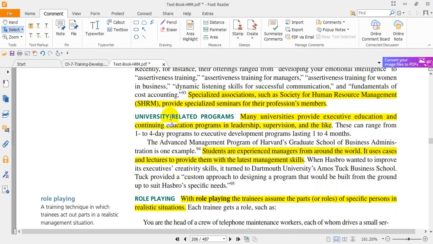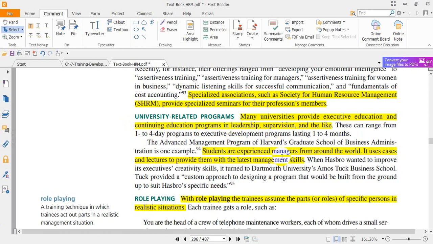Another technique is university-related programs. Many universities provide executive education and continuing education programs in leadership, supervision, and the like. These can range from 1 to 4 day programs to executive development programs lasting 1 to 4 months. Okay, these are programs offered by universities and continuing education programs.